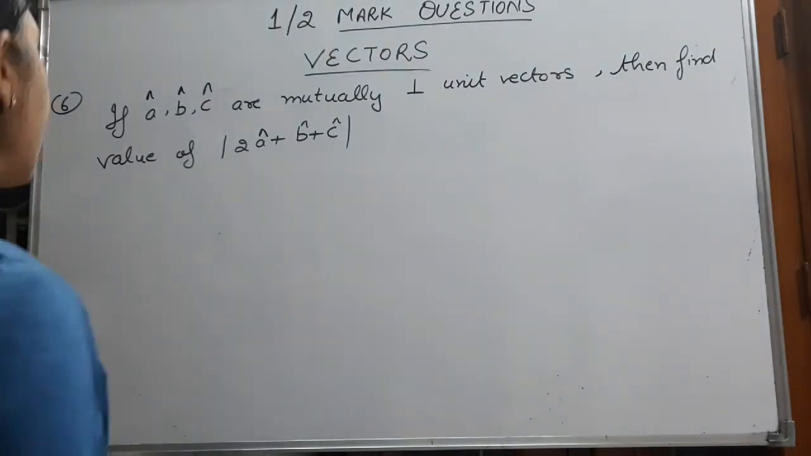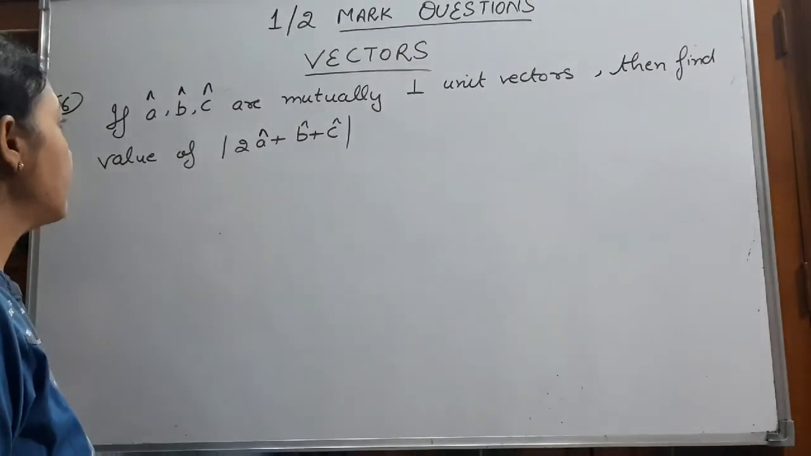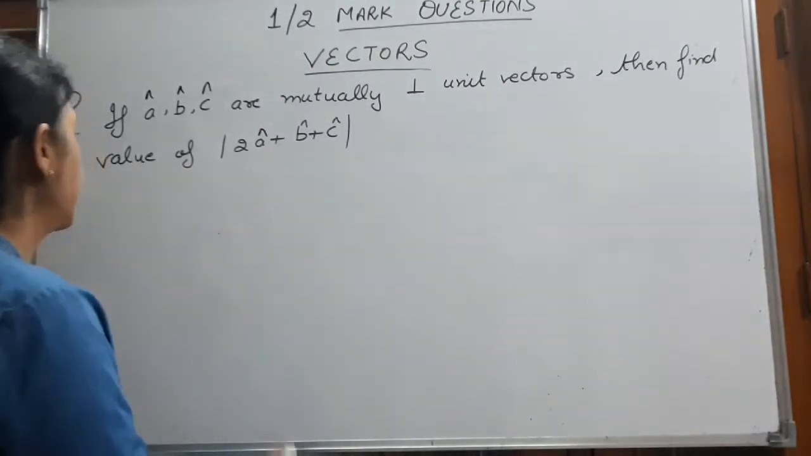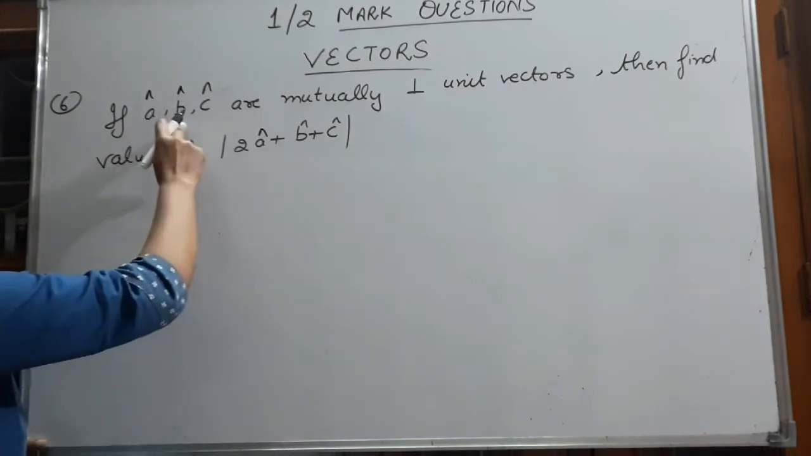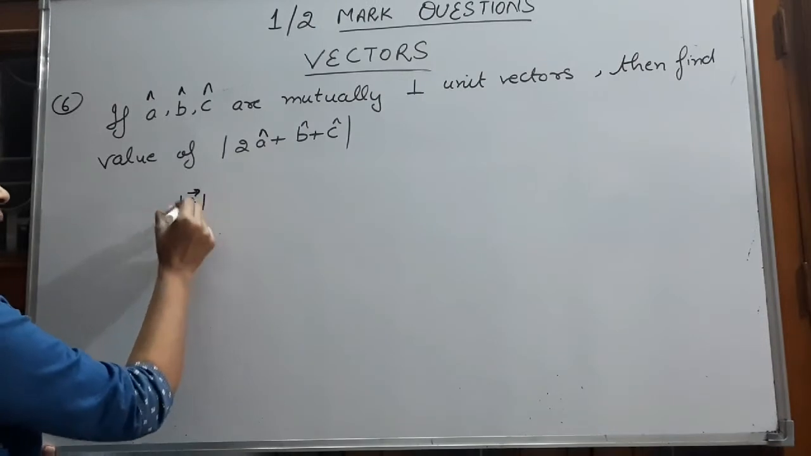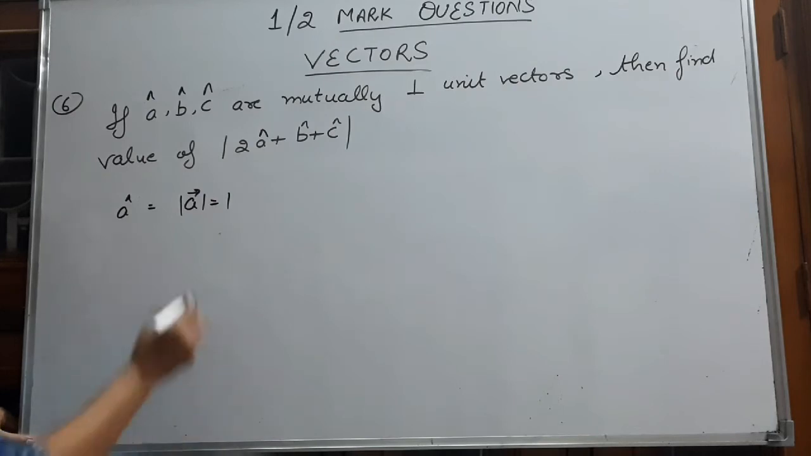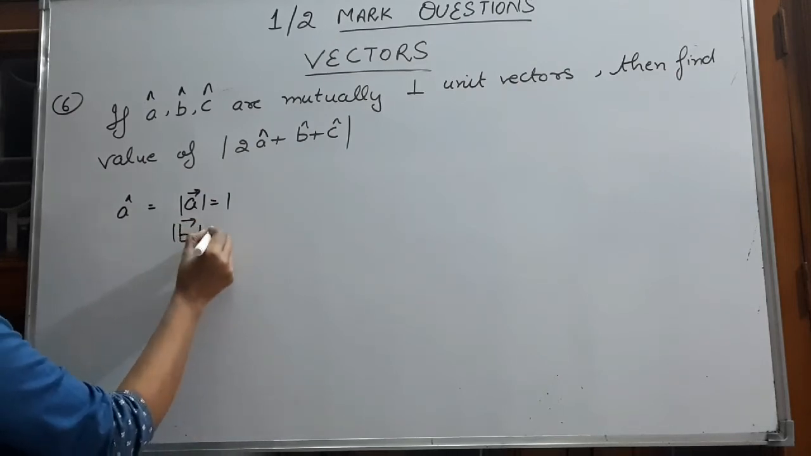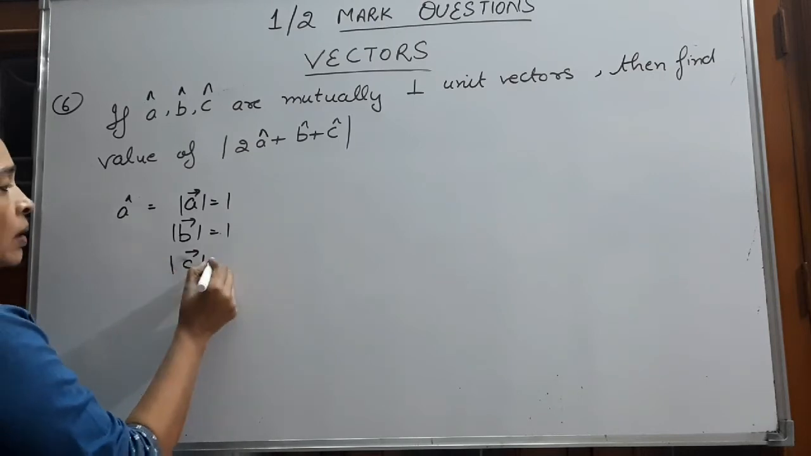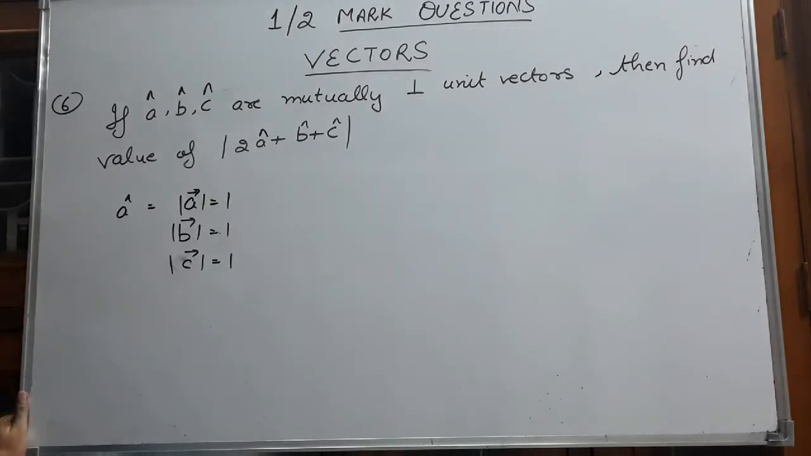If A cap, B cap and C cap are mutually perpendicular unit vectors, find the value of magnitude of 2A cap plus B cap plus C cap. A cap, B cap, C cap are unit vectors. It means magnitude of vector A is 1. Similarly, magnitude of vector B is also 1 and magnitude of vector C is also 1. All the three are unit vectors and they are perpendicular.